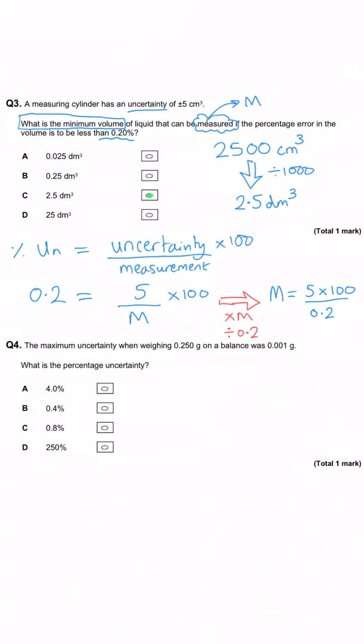Question 4 is a nice straightforward reading question. We've been told that the absolute uncertainty is 0.01. We are recording 0.25 grams, so the percentage uncertainty is found by dividing those numbers, multiplying it by 100, and we get 0.4%. So B is the correct answer here.